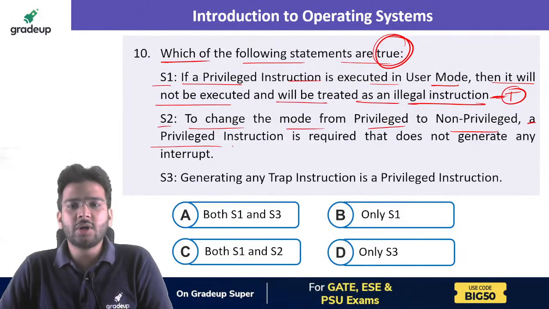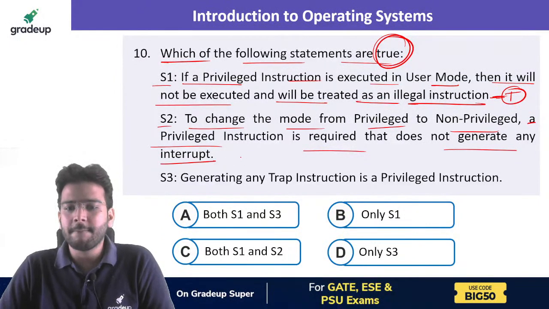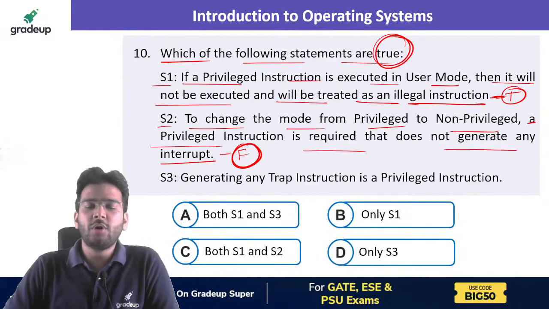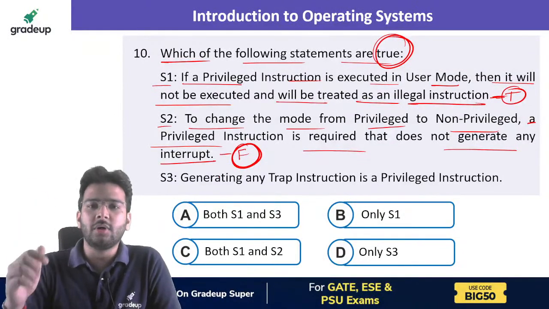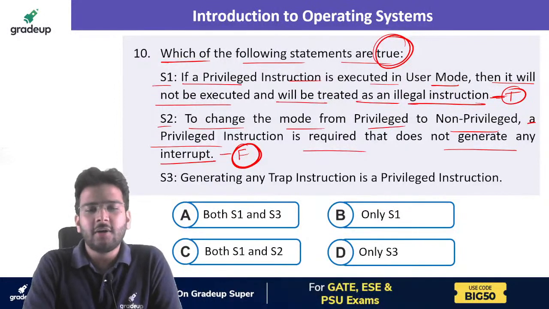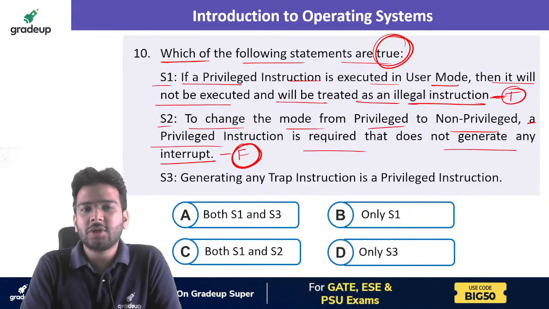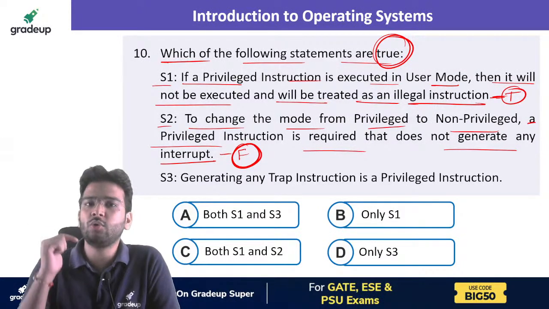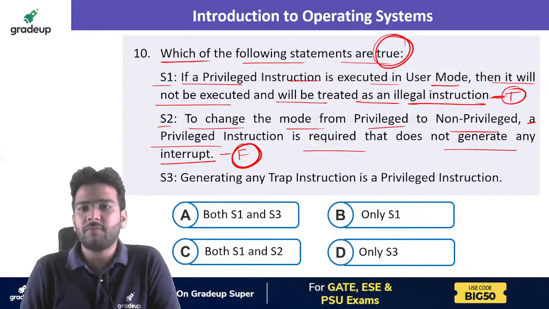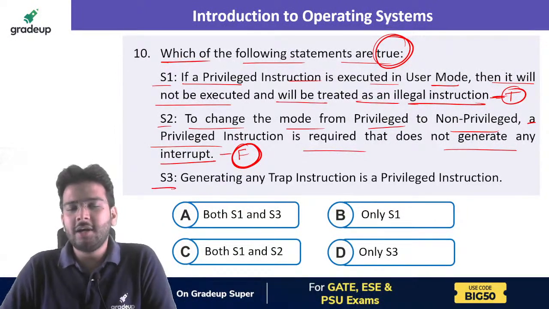Statement 2. To change the mode from privileged to non-privileged, a privileged instruction is required that does not generate any interrupt. Is it true or false? What do you say? This is false, right? If you want to change the mode from privileged to non-privileged, that means from kernel mode to user mode, do we need a privileged instruction for that? No. We have one instruction called RTI, that is return from interrupt. That is a non-privileged instruction. So you can execute that in the kernel mode and still switch from the kernel mode to the user mode, right? So this is false.